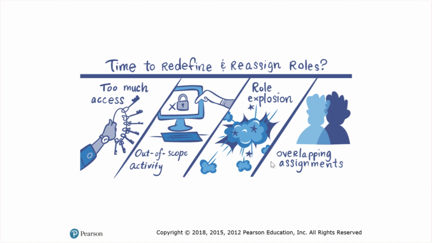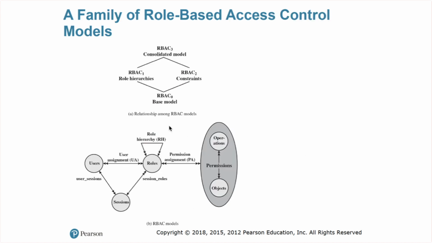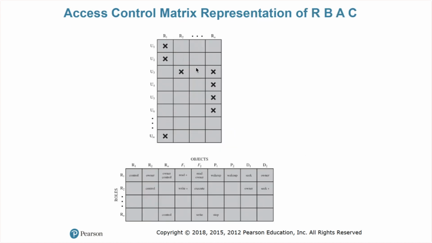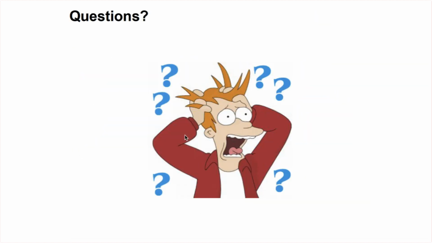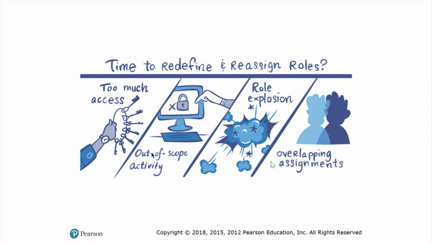That's one. Then overlapping assignments are also possible in that case. Out of scope activity: since the roles are here, any error over here would lead to out of scope activity. For example, one check mark over here will give user 3 all the permissions which are part of this role. Let's assume that there is role 3 over here. So in this case it becomes problematic and leads to out of scope activity and too much access as well.